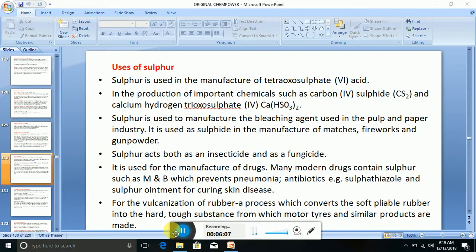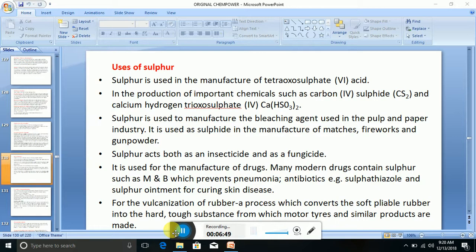Now let's look at the uses of sulfur. Sulfur is used in the manufacture of tetraoxosulfate 6 acid. It is also used in the production of chemicals such as carbon 4 sulfide and calcium hydrogen trioxosulfate 4. Sulfur is used to manufacture the bleaching agents used in pulp and paper industry. It is used as sulfide in the manufacture of matches, fireworks, and gunpowder.